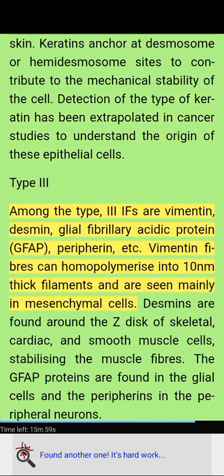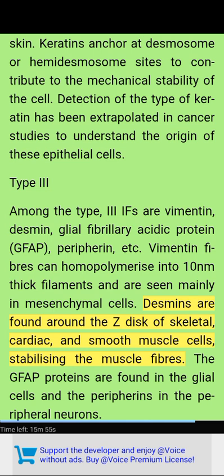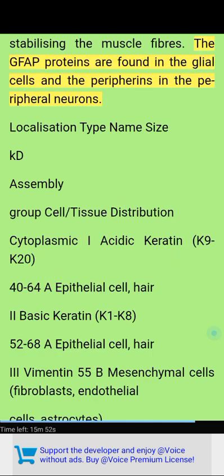Type 3. Among the type 3 IFs are vimentin, desmin, glial fibrillary acidic protein (GFAP), peripherin, etc. Vimentin fibers can homopolymerize into 10 nanometer thick filaments and are seen mainly in mesenchymal cells. Desmins are found around the Z disc of skeletal, cardiac, and smooth muscle cells, stabilizing the muscle fibers. The GFAP proteins are found in the glial cells and the peripherins in the peripheral neurons.